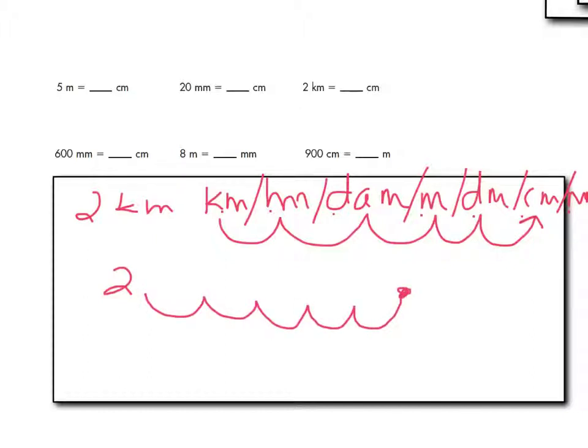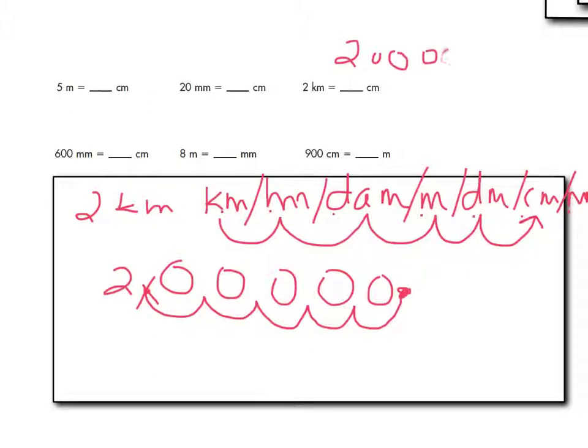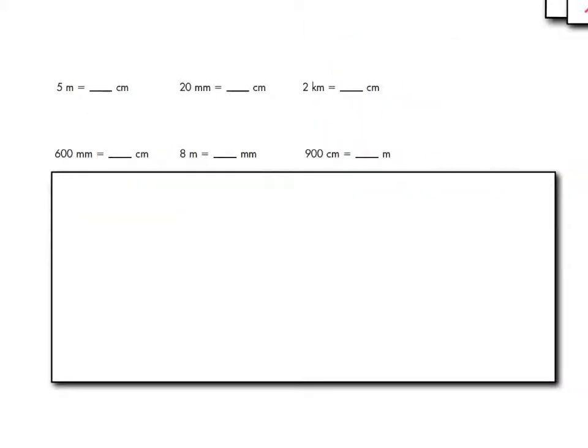Here's my new decimal. I cannot have 2 decimals in a number, so make sure you've moved that decimal. Don't leave it here, get rid of it there, which would leave us with 200,000 centimeters. Woo! And again, I'm going to double check. My units got smaller, so my number should have gotten bigger, which it did. Perfect. Looking at our next one, millimeters to centimeters.